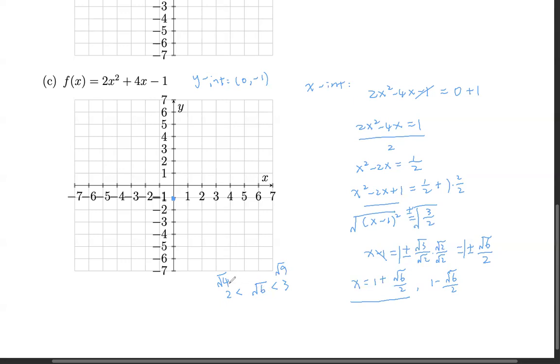Because 6 minus 4 is 2, and 9 minus 6 is 3. So square root of 6 is a little closer to 2. It's 2 point something. Now let's divide by 2. So we divide by 2, divide by 2. Then let's add 1.